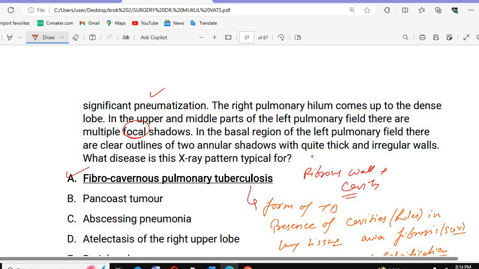Also remember pneumatization means air filled spaces. So this is a sign of chronic lung disease. And here in these questions we will have tuberculosis.